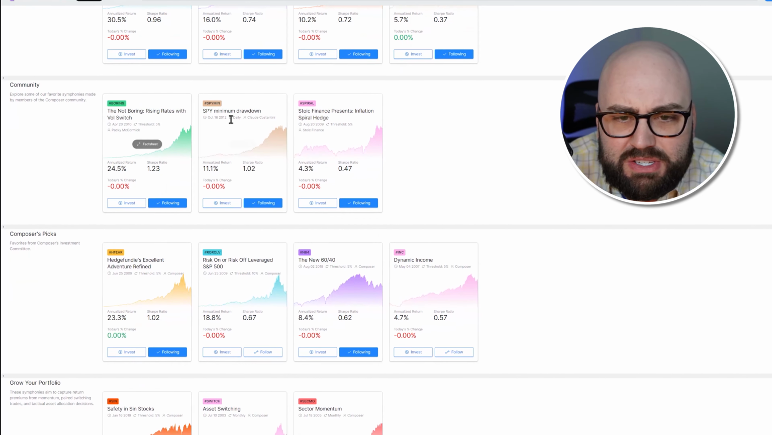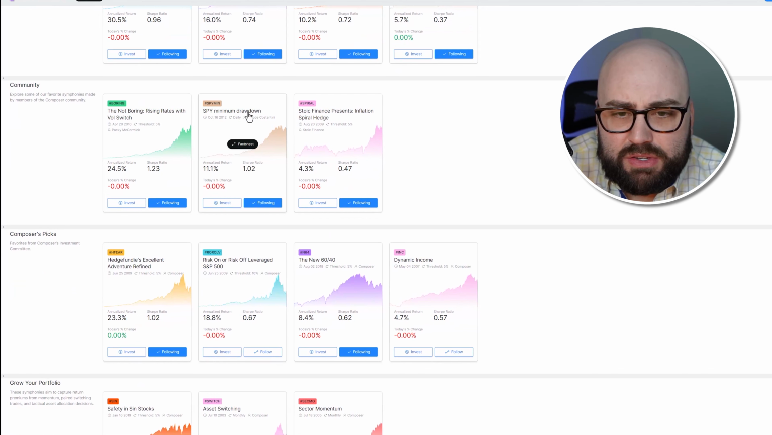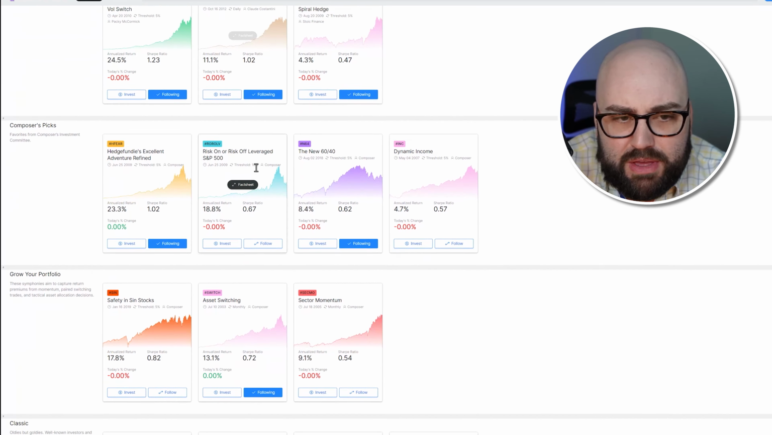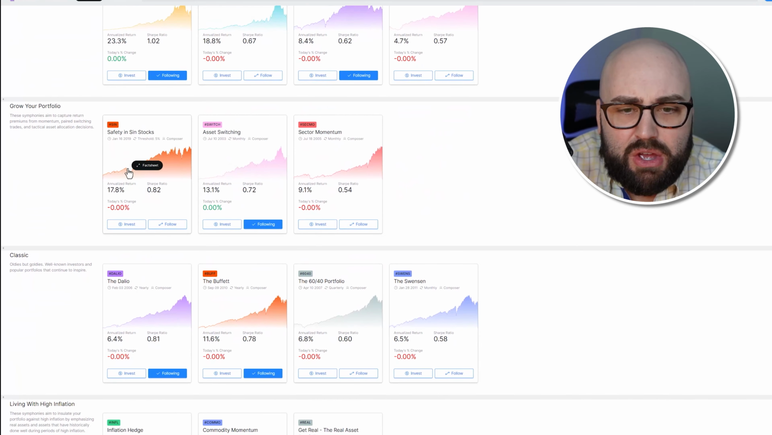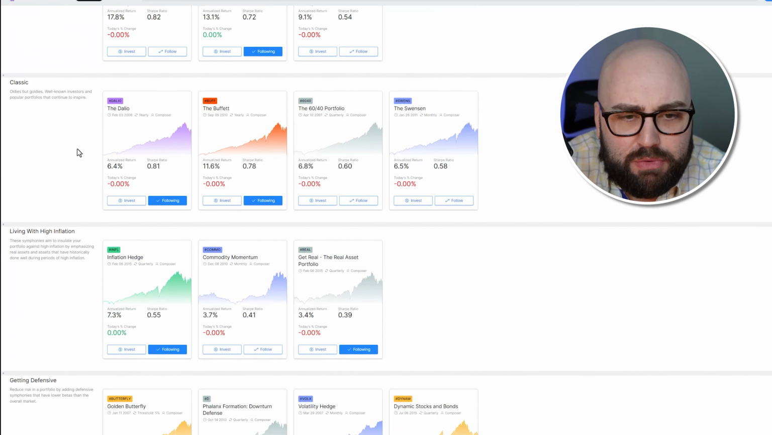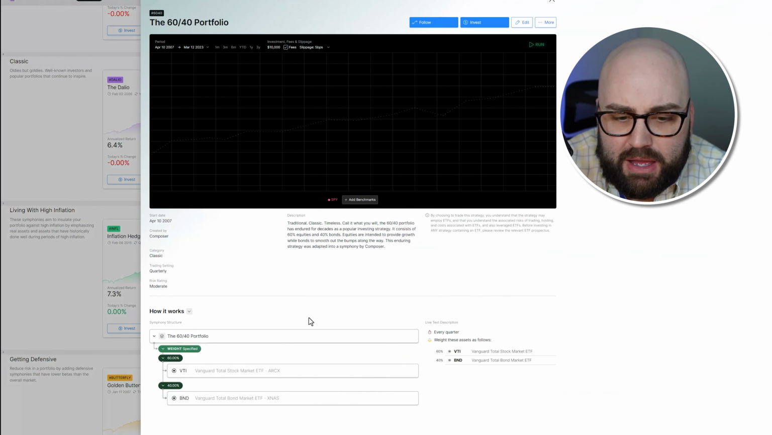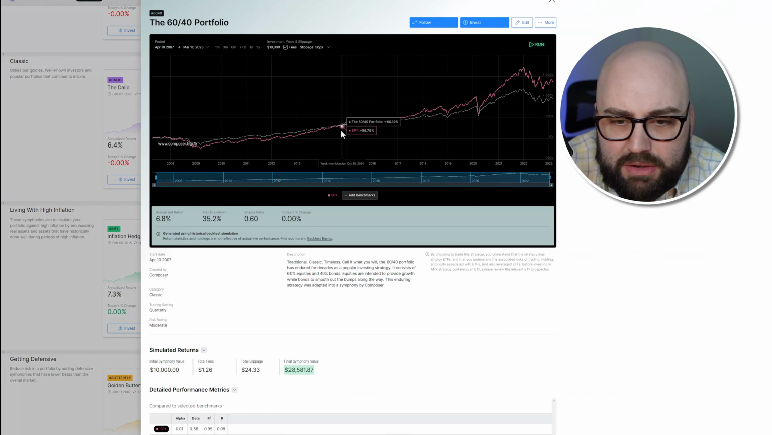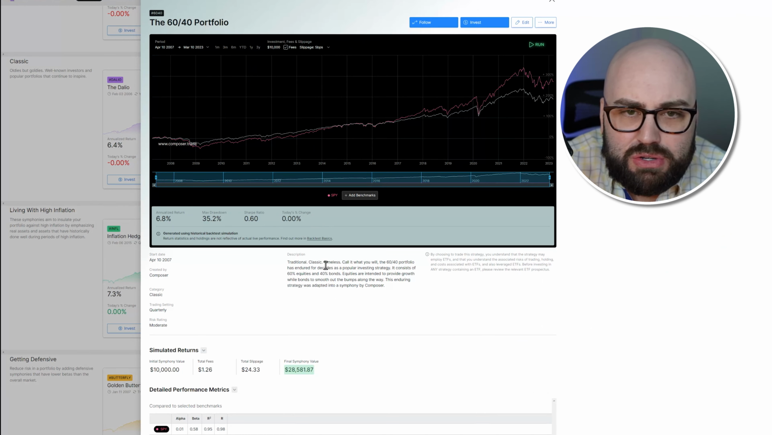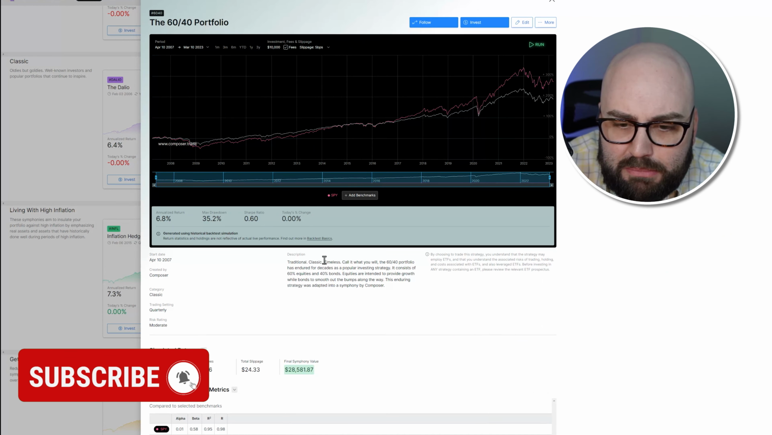Here's some community stuff. If you want to do SPY calls with a minimum drawdown and not a lot of drift, you can do that. Consumer picks. I like these grow-your-portfolio ones and these classic ones here, like the 60-40. The 60-40 here is great if you're used to 60% stocks, 40% bonds.